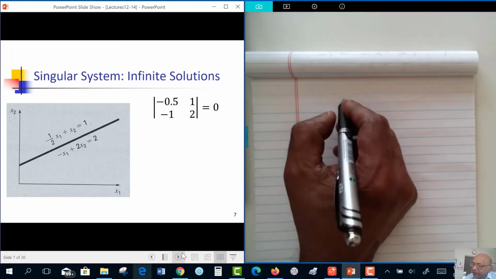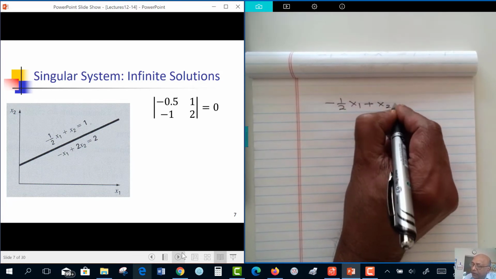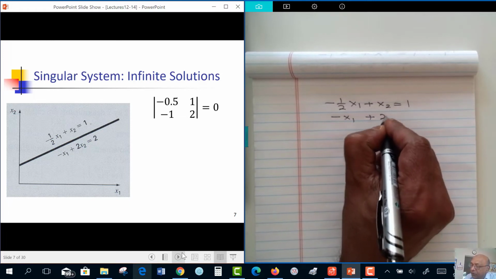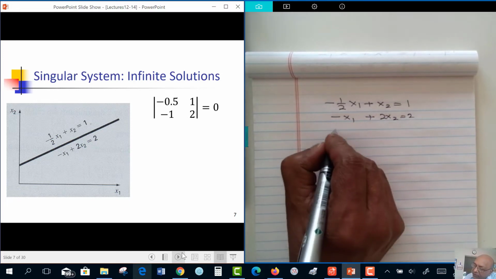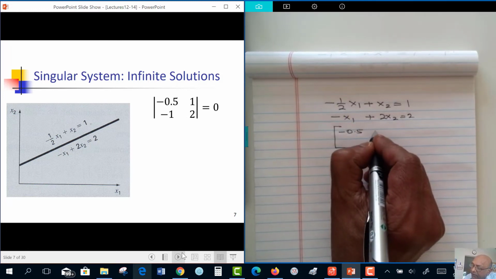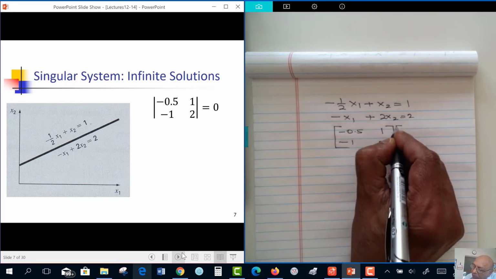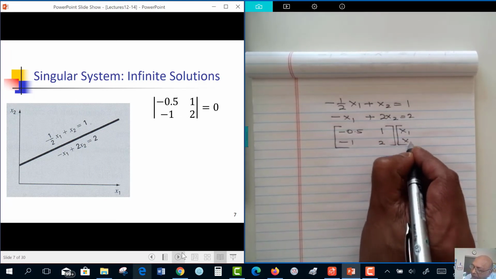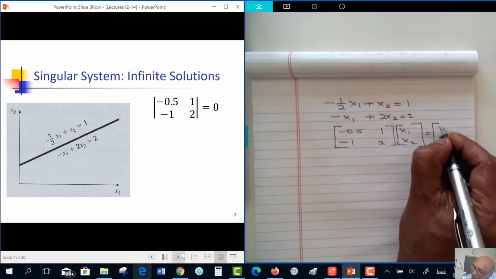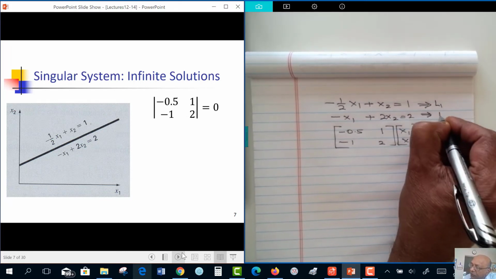Again, we have two lines. Minus half x1 plus x2 is 1. Minus x1 plus 2x2 is 2. So let's write this in a matrix form. 0.5, negative 0.5, 1, negative 1, 2, x1, x2 is 1 and 2. So this is our line 1. This is our line 2.